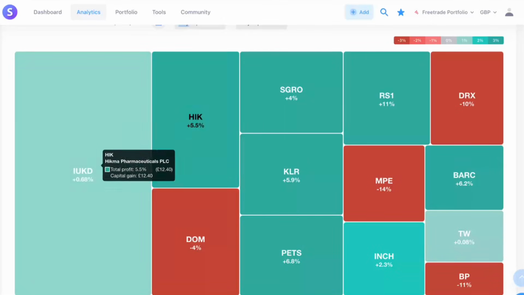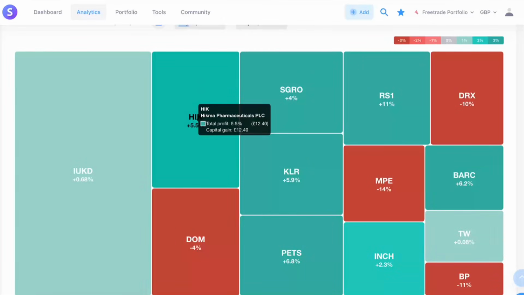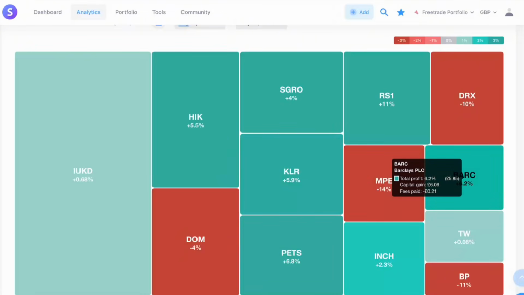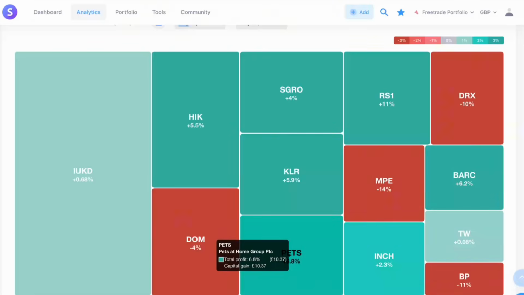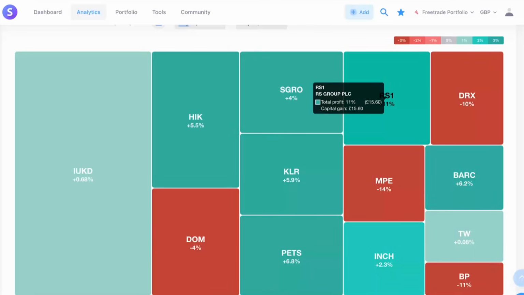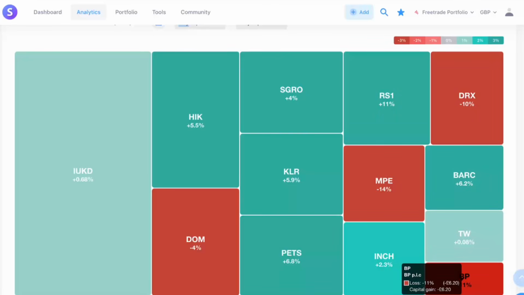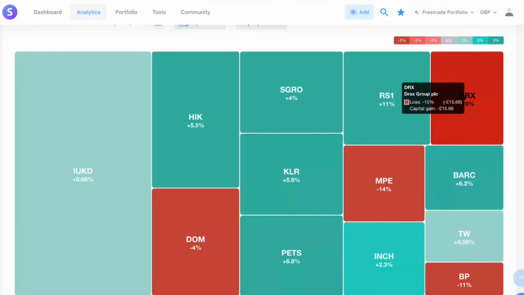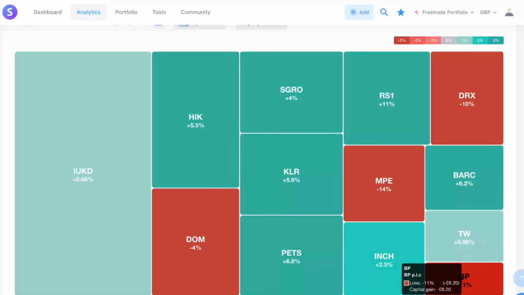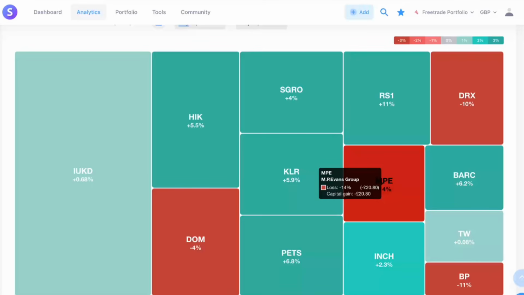And if we do take a closer look at the positions within my portfolio, we can see that most of them ended up in the green for the month of May. The standout performers were Barclays up 6.2%, Pets at Home up 6.8%, and RS Group which was up 11%. But we did have 3 poorly performing red stocks for the month, which is what dragged the portfolio down. We can see that Drax Group was down 10%, we had BP down 11%, and MP Evans down 14%, which isn't always necessarily a bad thing because now I think there's a better opportunity to potentially bolster up my positions in a couple of these red stocks.